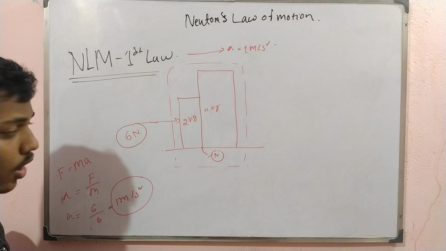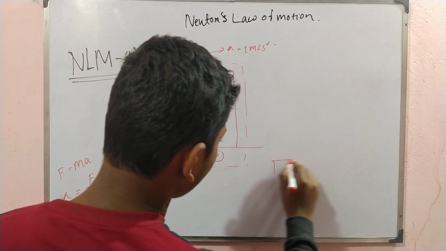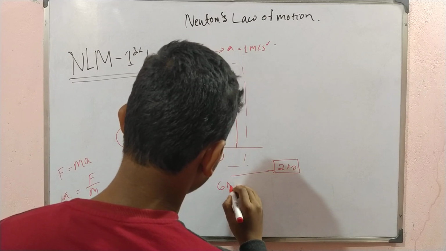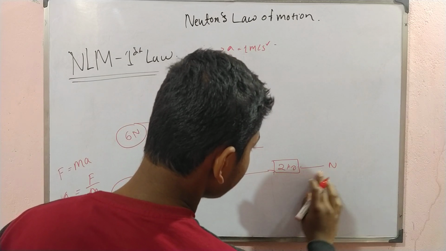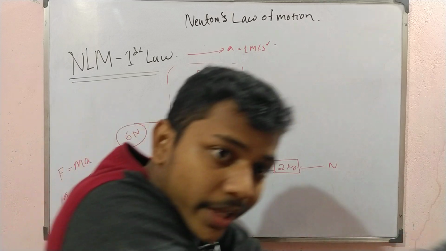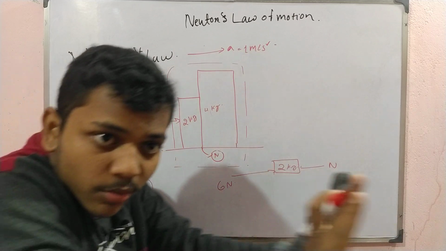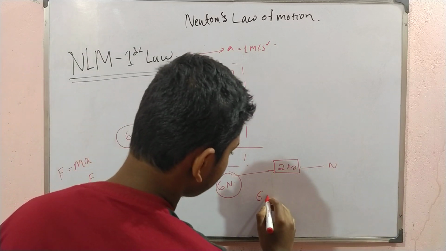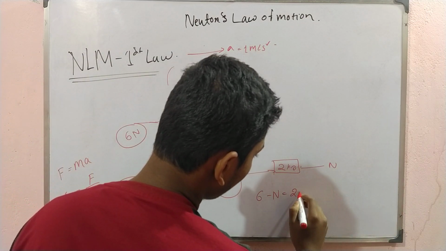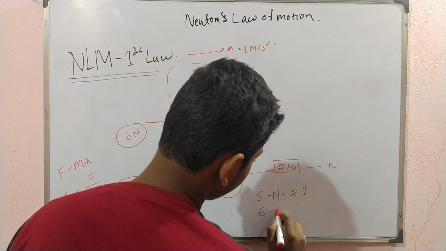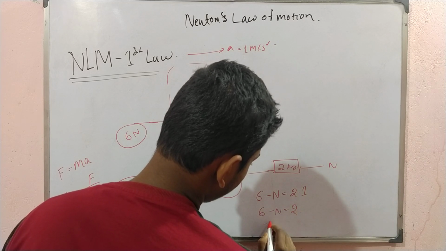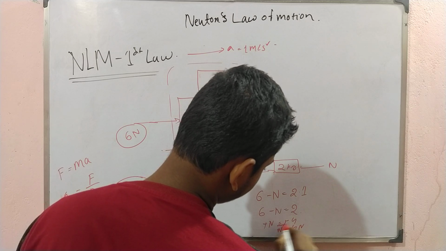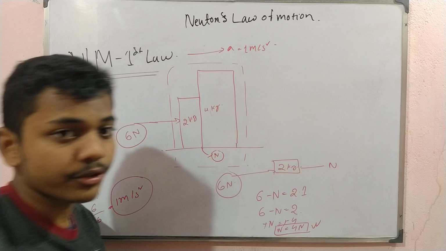Now you can find the normal force. Here is the FBD of the 2 kg block. There is a 6 Newton force and there is an N. Which one is greater? The body will move in this direction, so the 6 Newton is greater than N. So you can write 6 minus N is equal to 2 into 1. 6 minus N is equal to 2, so minus N is equal to minus 4. N is equal to 4 Newton.